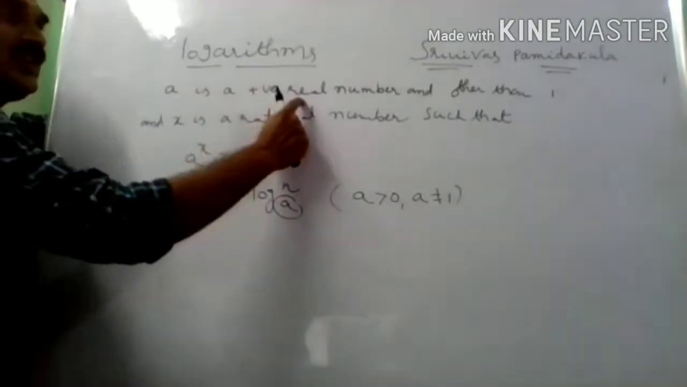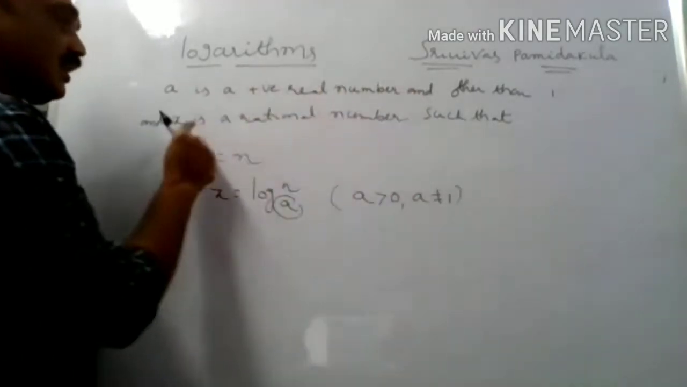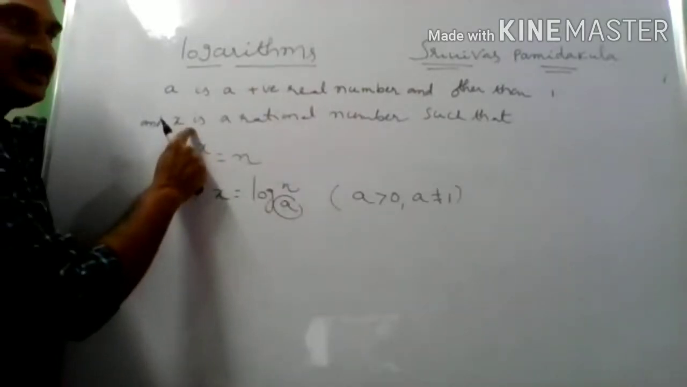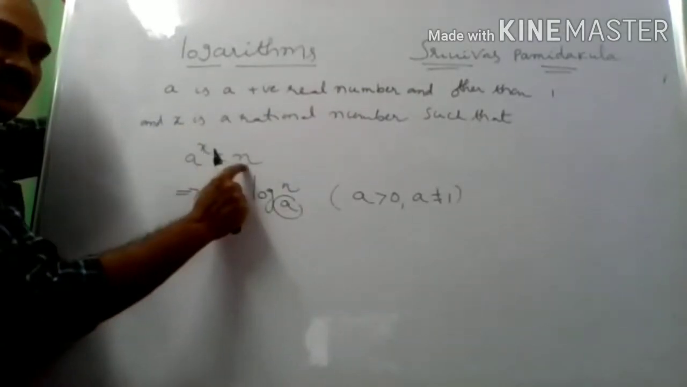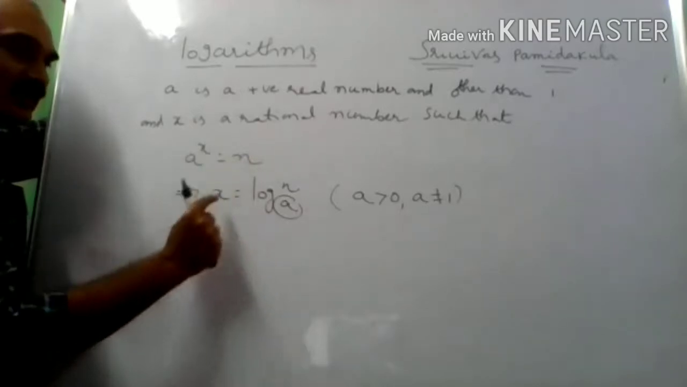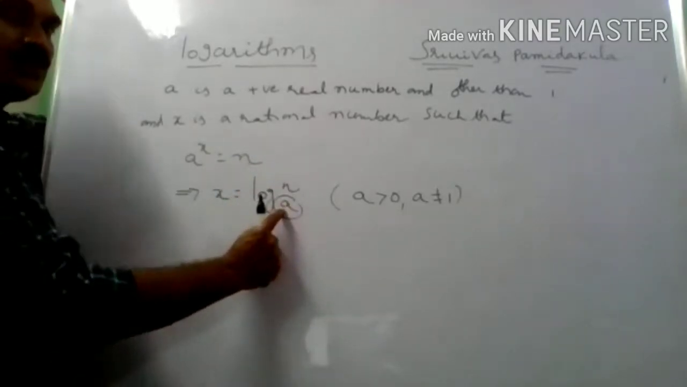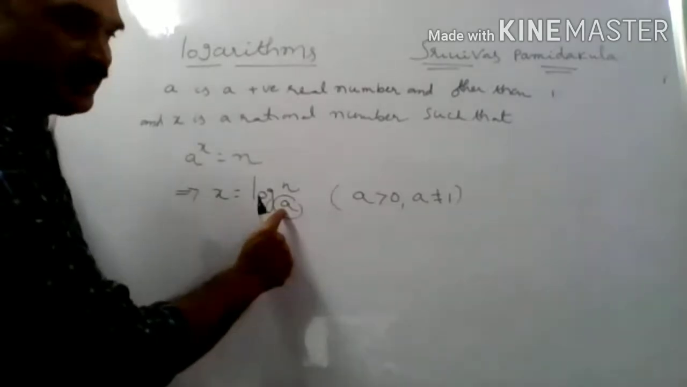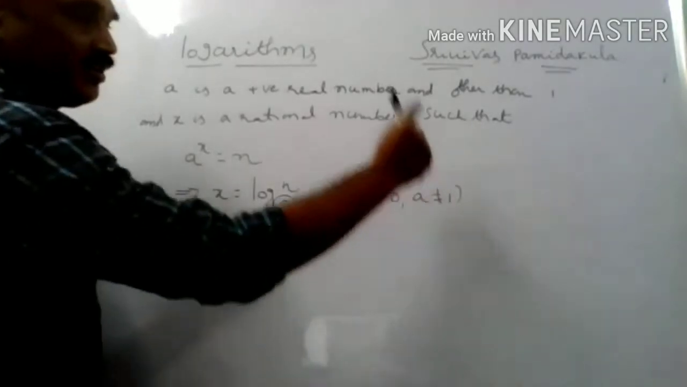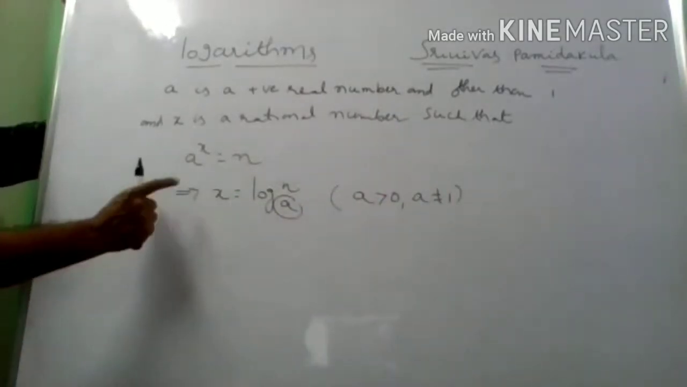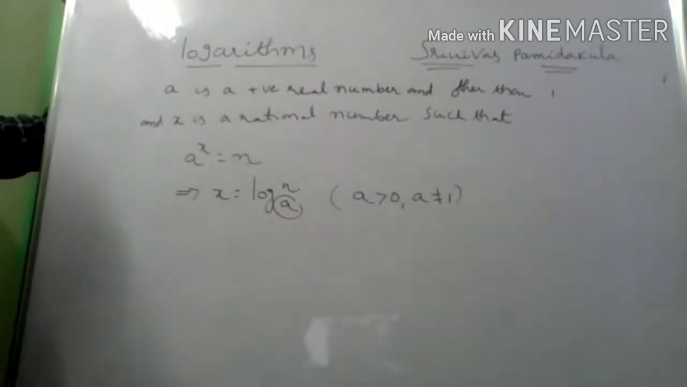A is a positive real number and other than 1. X is a rational number such that a power x is equal to n. Then x is equal to log n to the base a. Base a is greater than 0 and a is not equal to 1. First formula. Write down, friends.